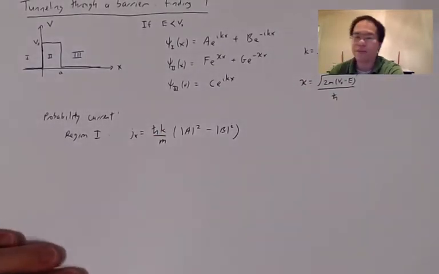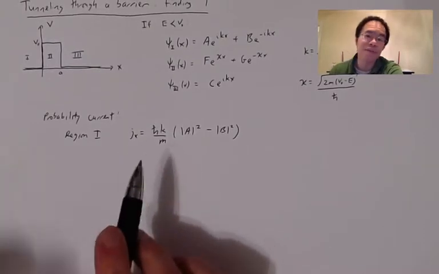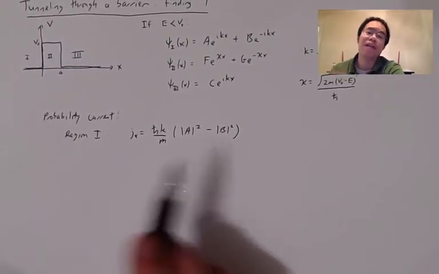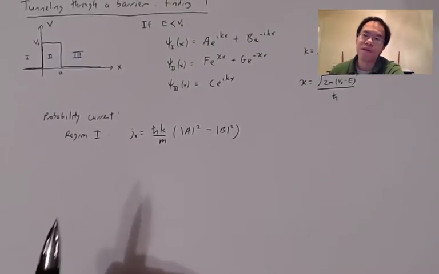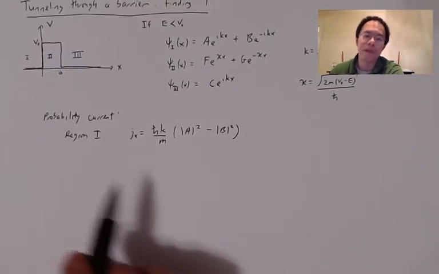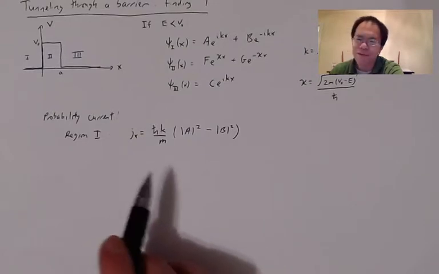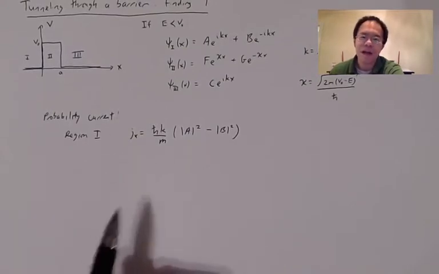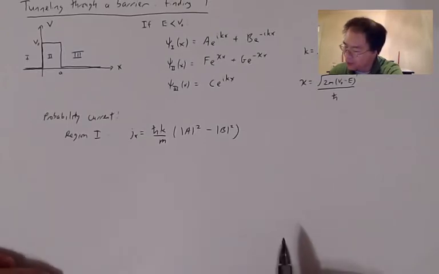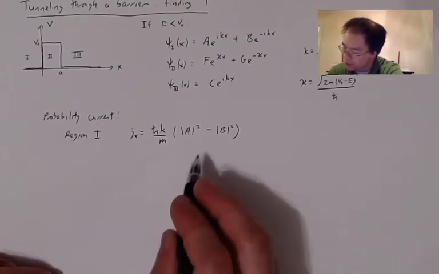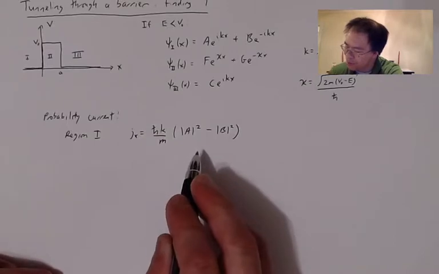And if you want a reminder of what the probability current is, take a look back at that video, or look in section 2.5 or something like that, which is where Townsend works out what the probability current is. So that's just stealing the result from last time.